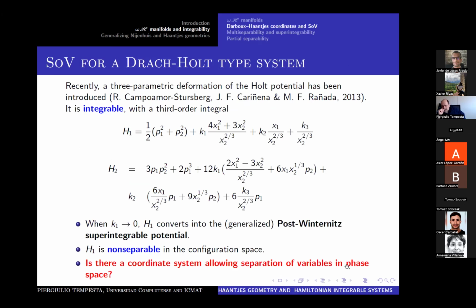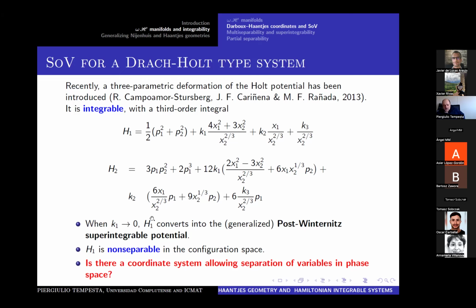In the case of this Drag-Holt type system, which was introduced quite recently by Campo-Morsusberg, Cariñena, and Ragnada, we have an integrable structure in 2 dimensions, with this parameter k1. When k1 goes to 0, the system converts into the quite famous Post-Winternitz superintegrable potential. What is relevant here is that our system is non-separable, at least in the configuration space. In other words, you don't find coordinates in the configuration space, certainly not orthogonal, but even non-orthogonal, in such a way that you can separate the system. That's why the system was considered simply non-separable.